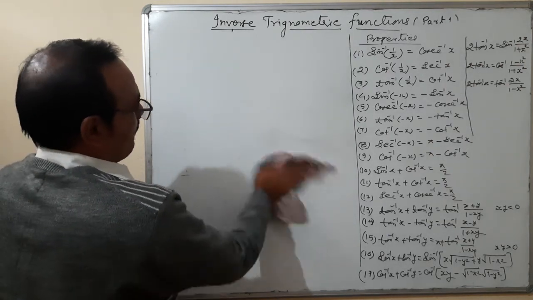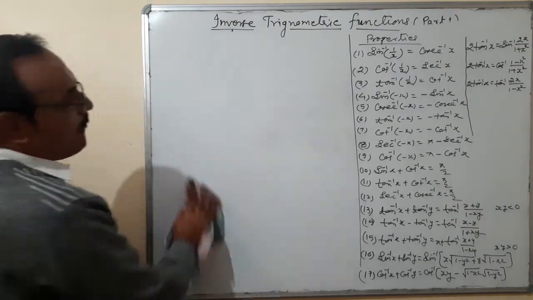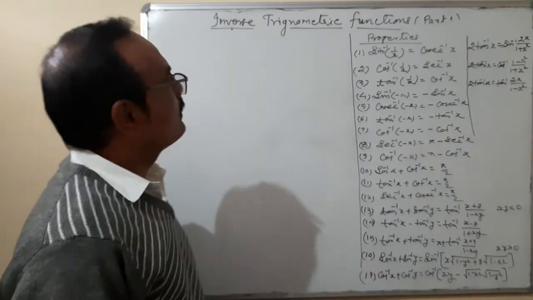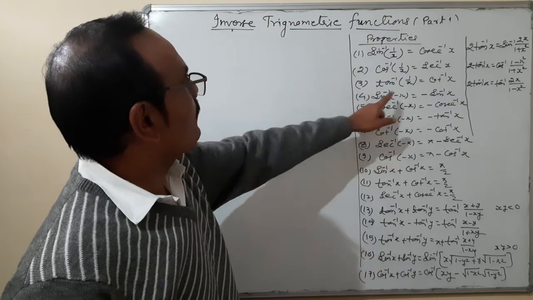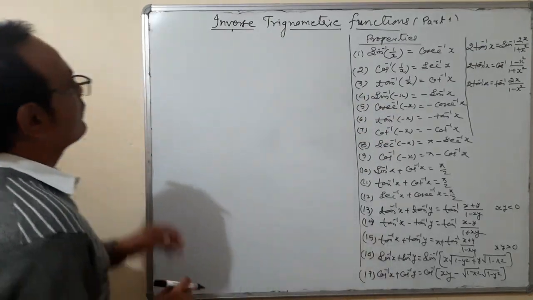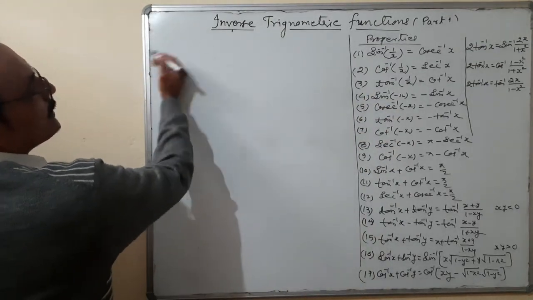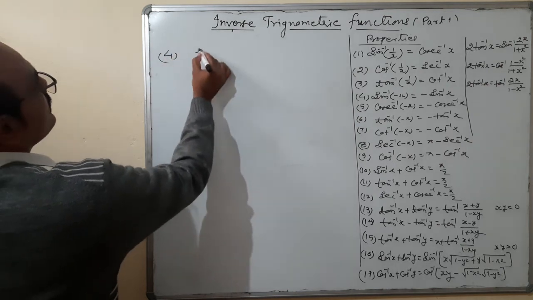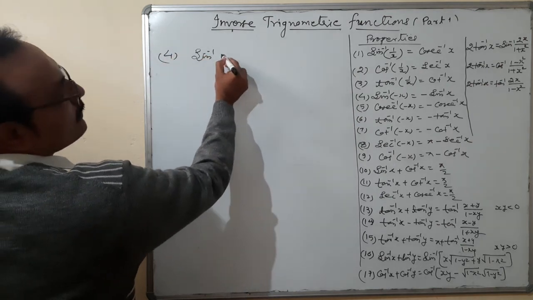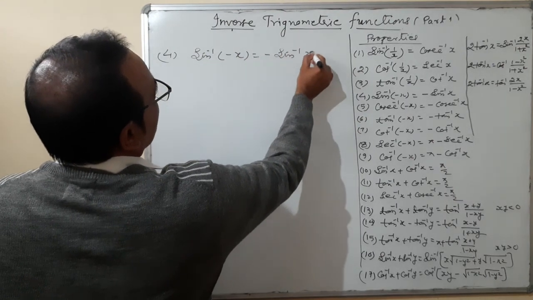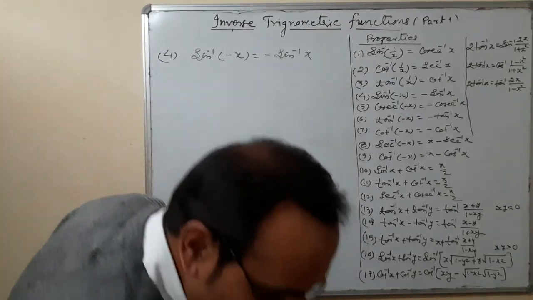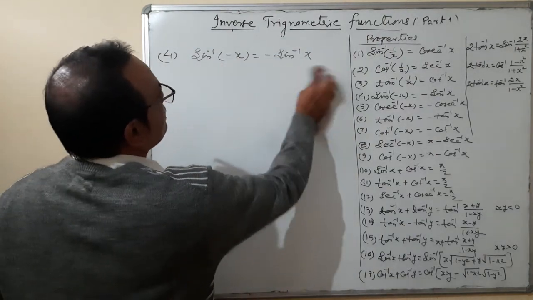Next I am taking, I think you can verify these up to here. Coming to sin inverse minus x, the fourth one: sin inverse minus x is equal to minus sin inverse x. Okay. Sin inverse minus x is equal to minus sin inverse x.